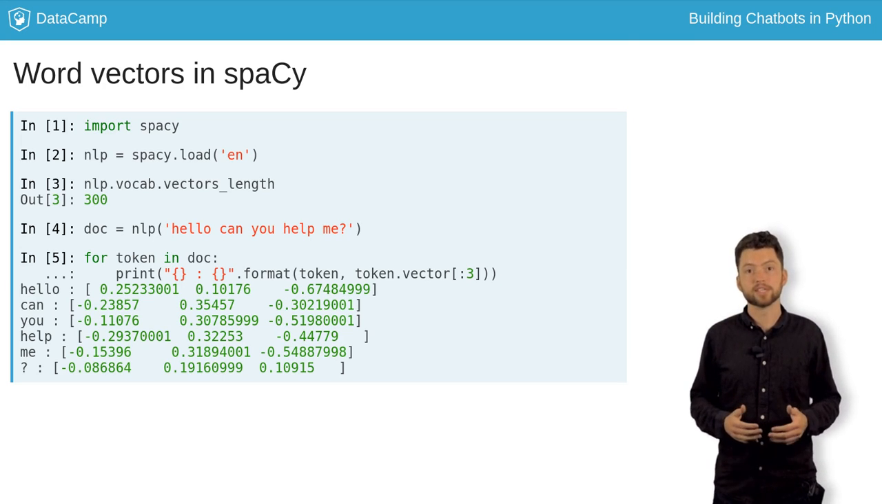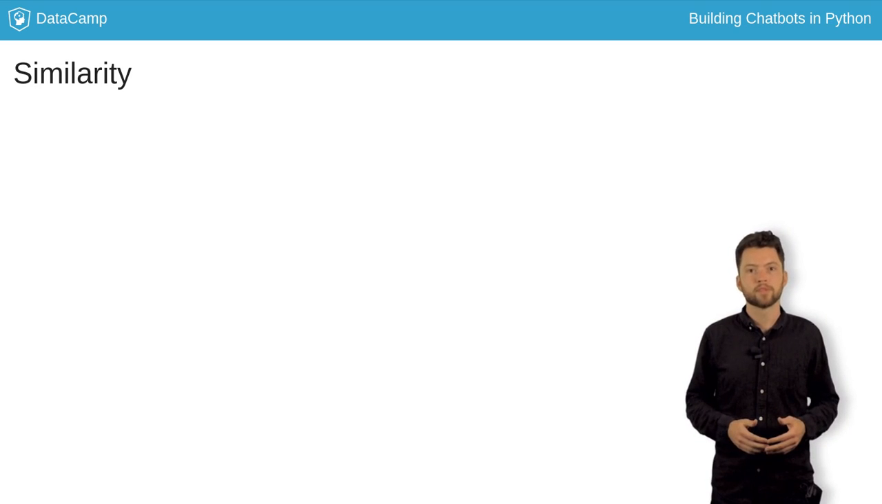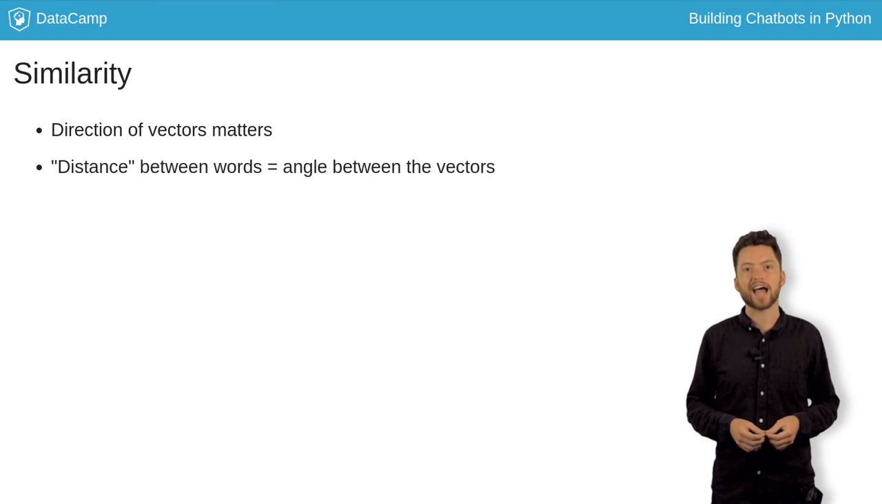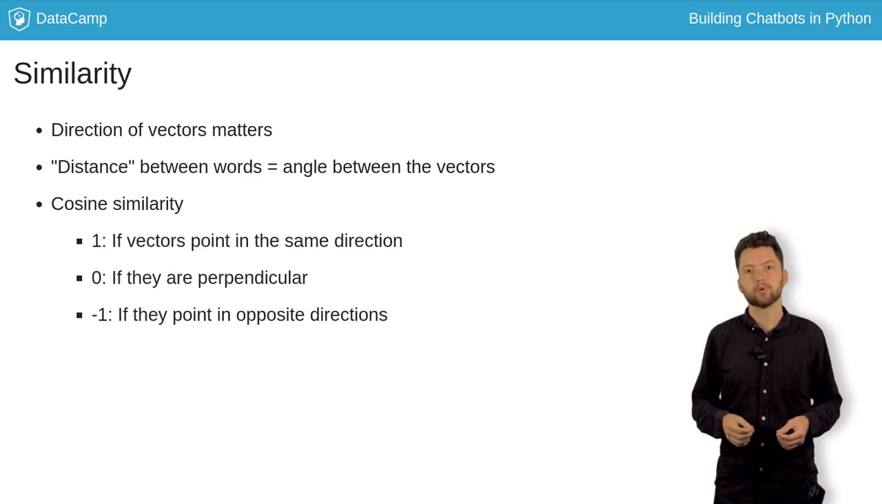The actual values inside the vectors aren't that meaningful. What matters is how similar the vectors of different words are. One technical detail we need to address is that in word vector space, it's the direction of the vectors which matters most. So the distance we want to measure between words is actually related to the angle between the vectors. The metric that's typically used is the cosine similarity, which is equal to 1 if the vectors point in the same direction, 0 if they're perpendicular, and -1 if they point in opposite directions.